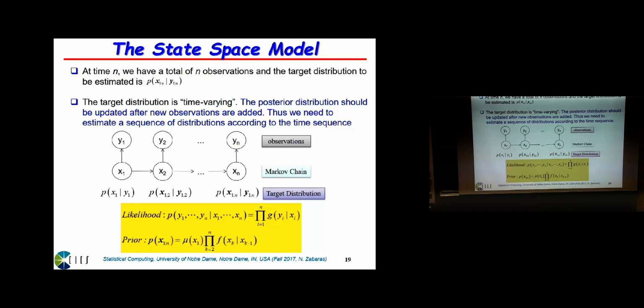Obviously this is the posterior of a model with the prior that we wrote before, and the likelihood looks like IID data, and the likelihood for each data point is given by this function g.